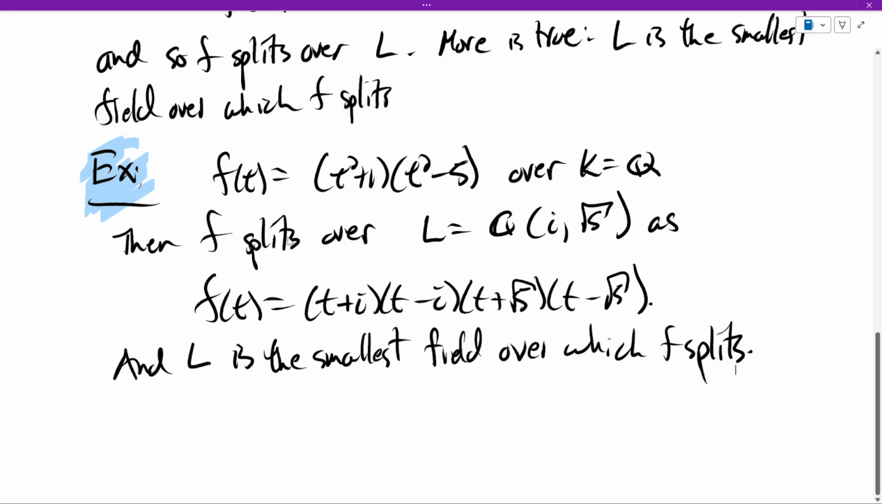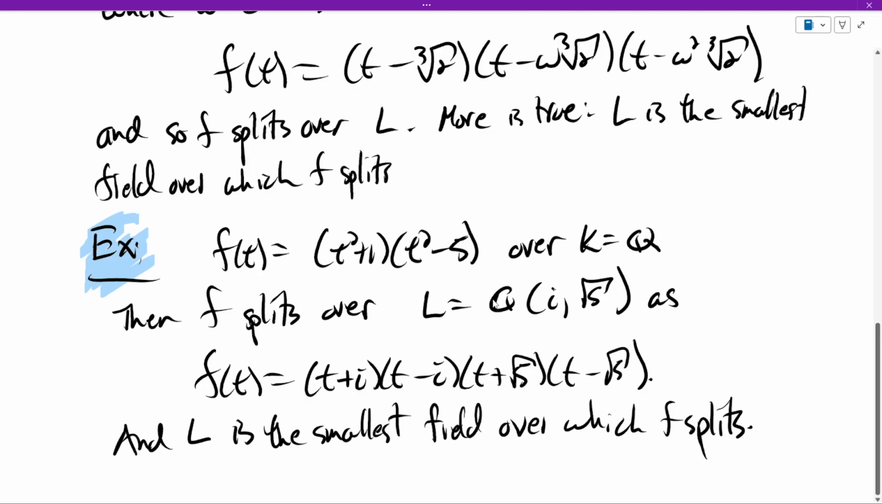Okay, so we say that a polynomial splits over some extension if we can write it as a product of linear factors, and we're going to see pretty soon that there's always actually a smallest extension over which you can split your polynomial, and we'll end up calling that the splitting field in a minute.